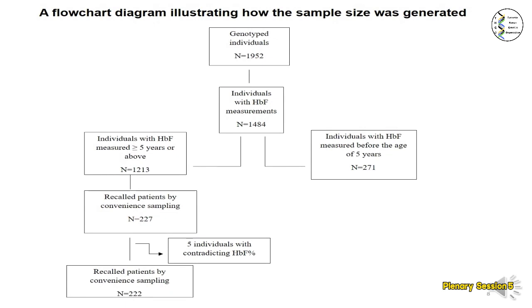From these 1,400, those that were 5 years and above were about 1,200, and from this we were able to recall patients using convenience sampling, and we ended up with 227 patients. However, 5 of these individuals had contradicting HbF levels, and therefore we ended up with a sample size of 222.